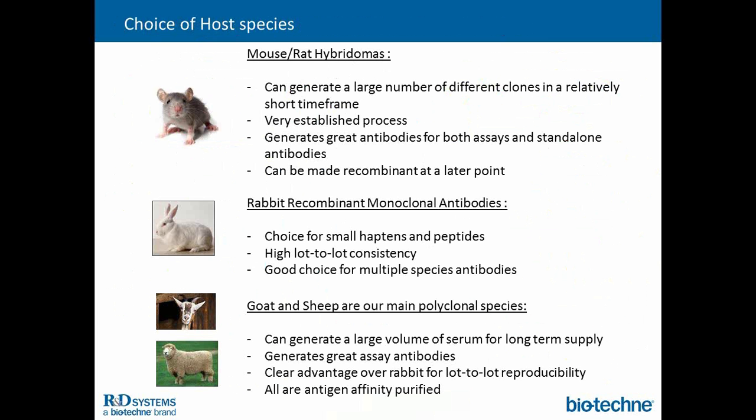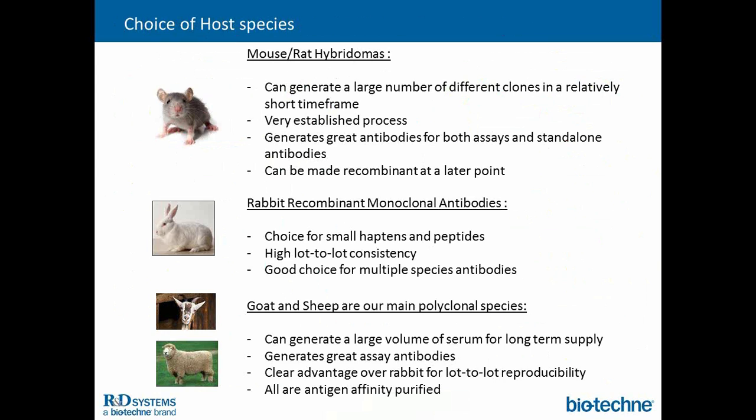Choice of host species. The host species we're working with are mainly mouse and rat for the hybridoma process. And the hybridoma process is obviously a very, very well-established process which can give you a large number of different clones in a relatively short time frame. We've used this process for over 20 years in-house, so we have a very, very good handle and understanding of what we can or cannot expect from it. And we've generated many antibodies for both assays as well as standalone over the years.